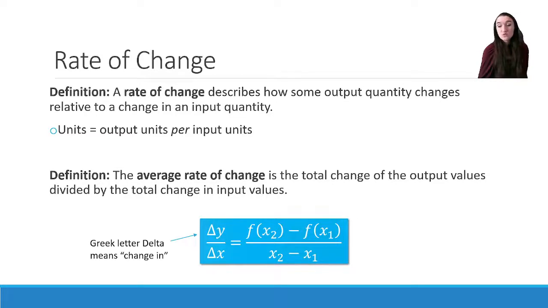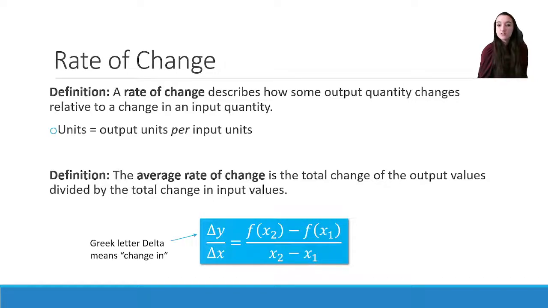So I have written delta y over delta x. Delta is a Greek letter. It's the Greek capital letter, which is kind of like the letter D in Greek. But in math, capital delta just represents the words "change in." So if you ever see a capital delta in a math problem, it just means change in. So the change in y over the change in x. Okay, so that's broken down. That's the same as it was before.